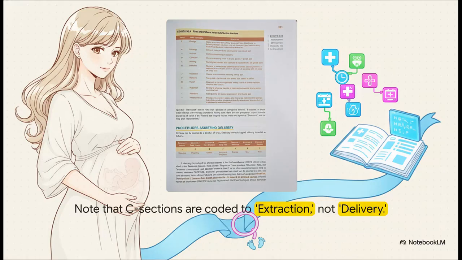Okay, everyone, lean in for this one, because this is a huge source of errors. It's about the language used for root operations. You'd think a C-section would be coded as a delivery, right? It makes sense. But in PCS, delivery is only for manually assisting the baby out. A C-section, or using forceps or a vacuum, that's all coded to the root operation extraction. Getting that distinction right is absolutely vital.